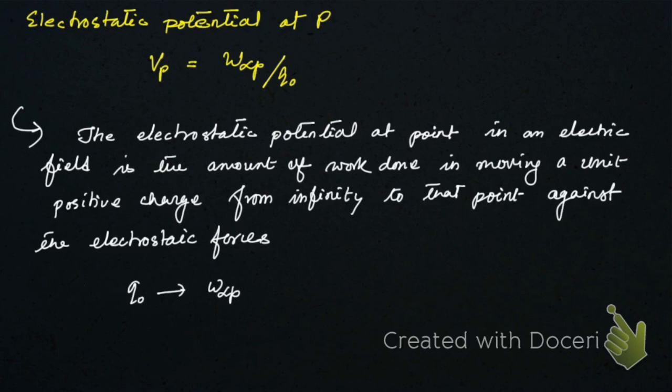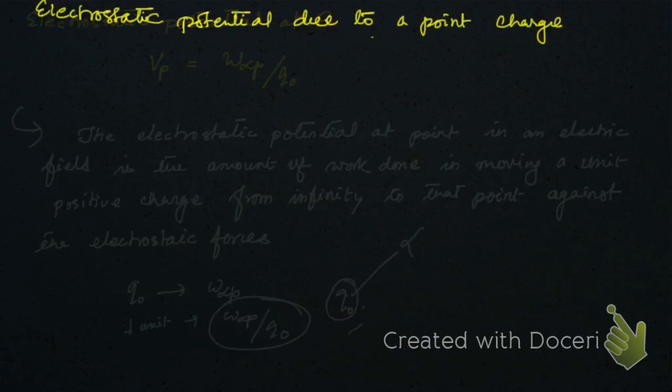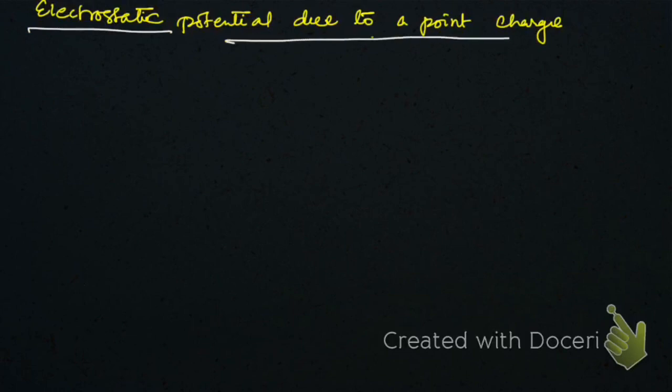So what will be the work done to bring one unit charge? That will be given by W infinity P by Q naught, and that is the potential at that point where we have kept the Q naught in the electric field after it is brought from infinity to that point, right? So hope you have understood this. This is about electrostatic potential due to a point charge.